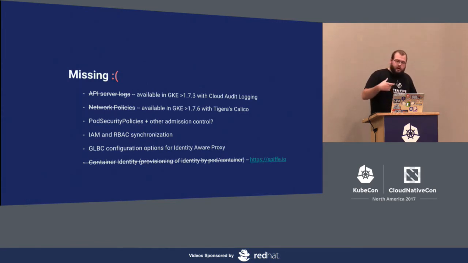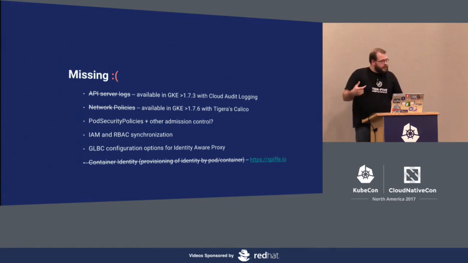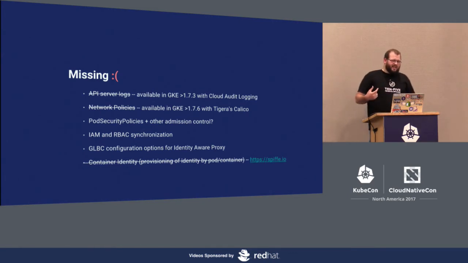In Kubernetes 1.8, we have the new flag in the security context called allowed privilege escalation. So how do I ensure that allowed privilege escalation is set to false in all my containers and all my workload manifests? Well, that's a couple hundred PRs. I would really just like to do that once. So that's really where that comes from.